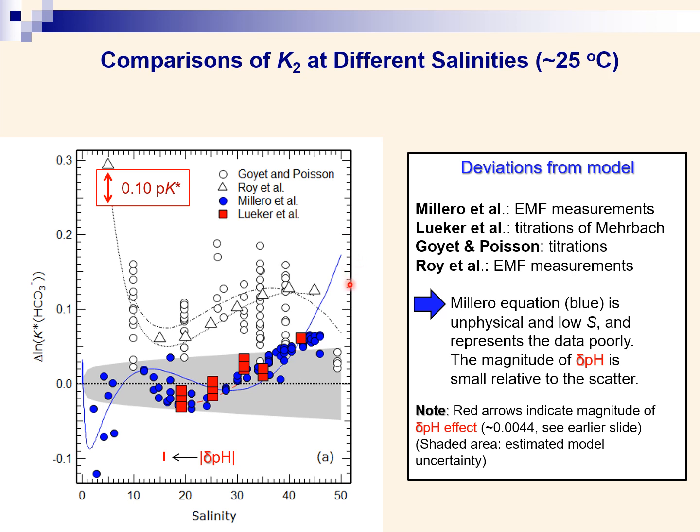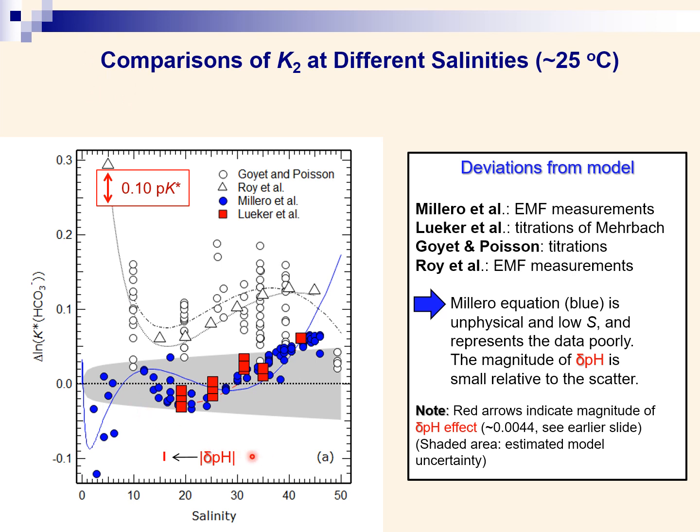So our overall conclusion is that the work of Millero et al. and Luca are consistent, the studies are consistent with one another, although the equation of Millero, and his 2010 equation, I think, behaves rather similarly to this, does not represent the data especially well and is not realistic at salinities below 10 or so.